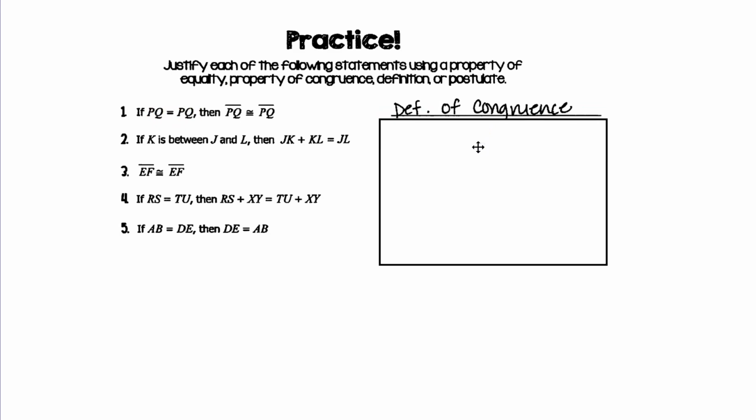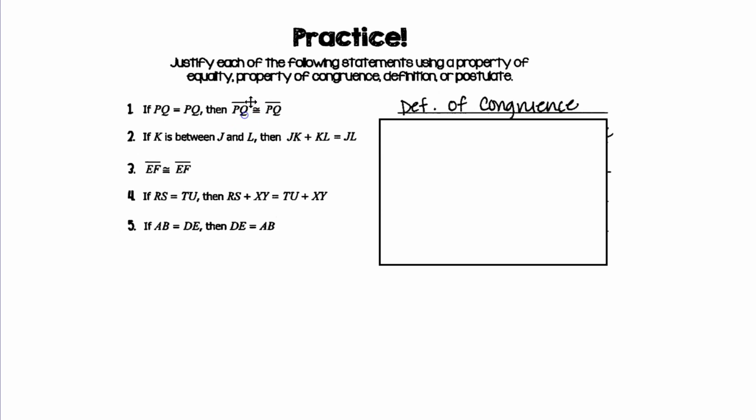So that is the definition of congruence, where if the distance from PQ equals PQ, then segment PQ is congruent to segment PQ, right? There's the congruence symbol. Here's the congruence symbol, and then look at the word, congruence.